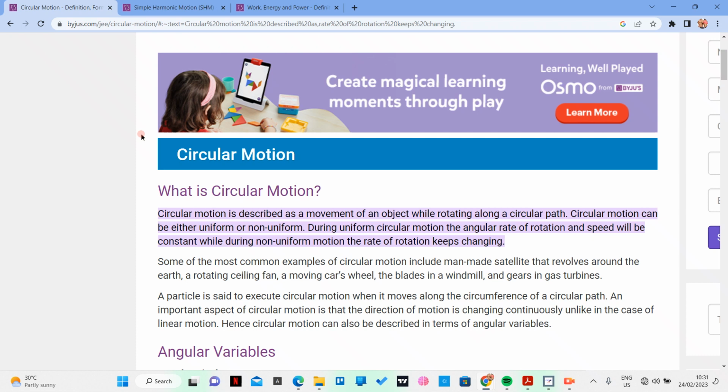Now, circular motion can either be uniform or non-uniform. During uniform circular motion, the angular rate of rotation and speed will be constant, while during non-uniform motion, the rate of rotation keeps changing. So anytime you're referring to something as uniform motion or non-uniform motion, you are referring to the velocity, basically. Some examples of circular motion are a man-made satellite around the Earth, and the moon moving around the Earth. That's also an example of circular motion.